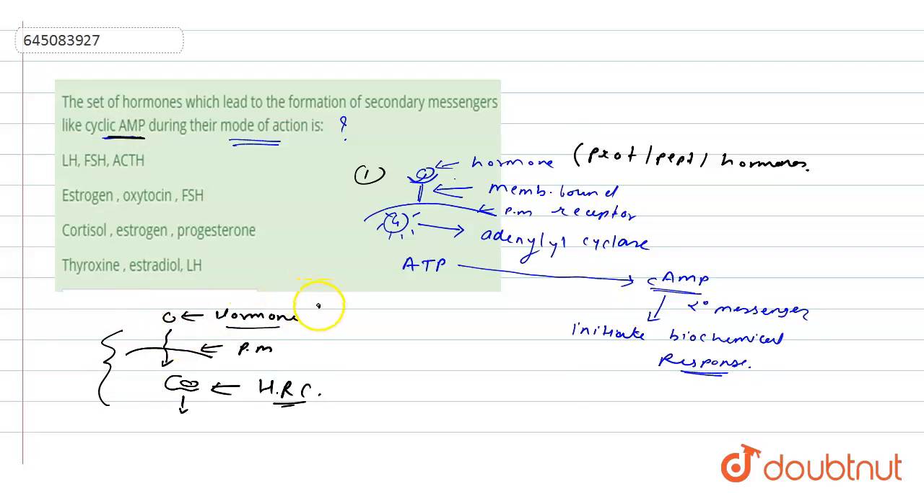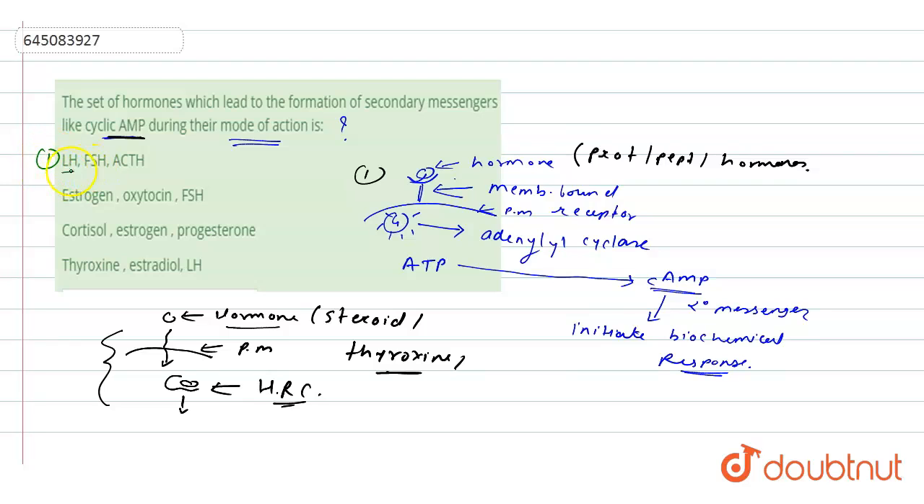This type of mode of action is seen in steroid hormones as well as thyroxine. Thyroxine is an amino acid derivative, but it is a small molecule, so it can directly cross the plasma membrane. Okay, now we'll read the options here.